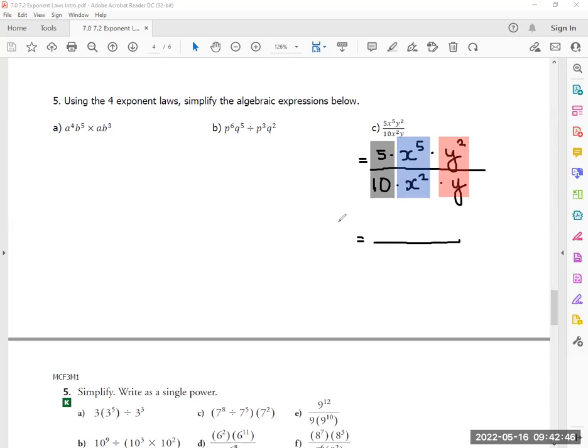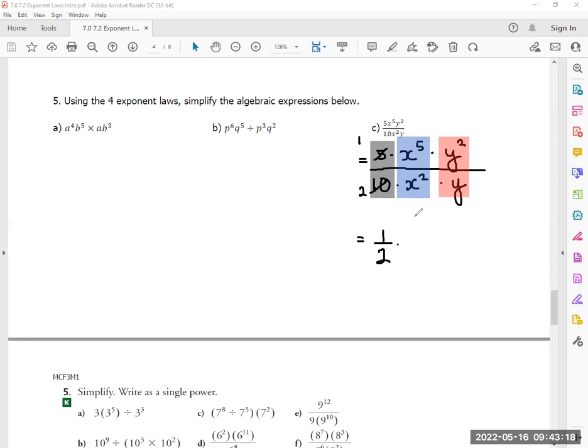5/10. It's a 0.5. I'm actually going to reduce it like it was a fraction by dividing top and bottom by 5. This is 1/2. And what is, actually, maybe I shouldn't do that, just 1/2. Multiplied by, what is x to the power of 5 divided by x to the power of 2? Exponent laws.